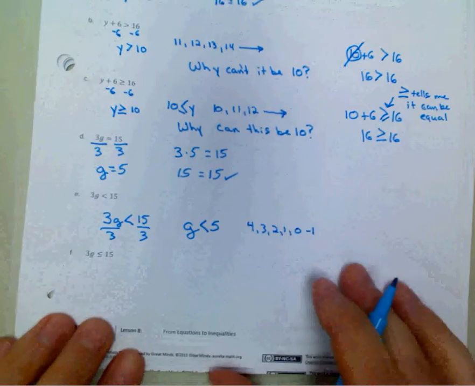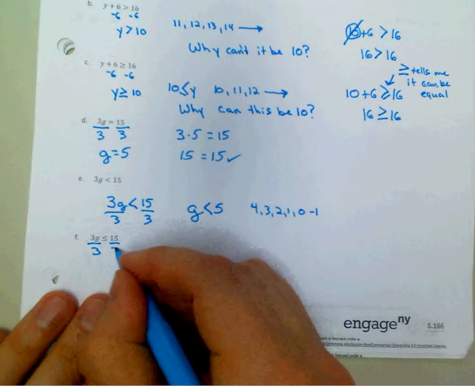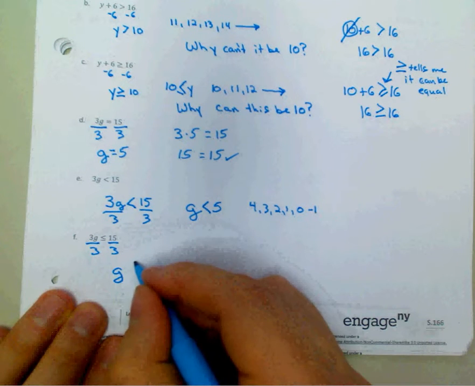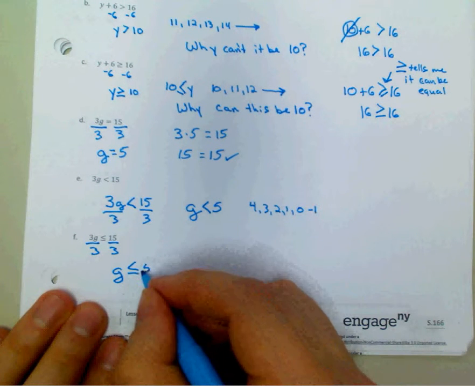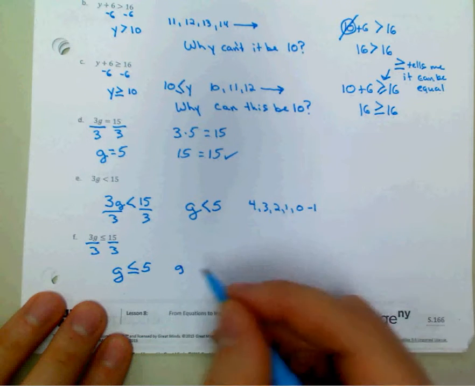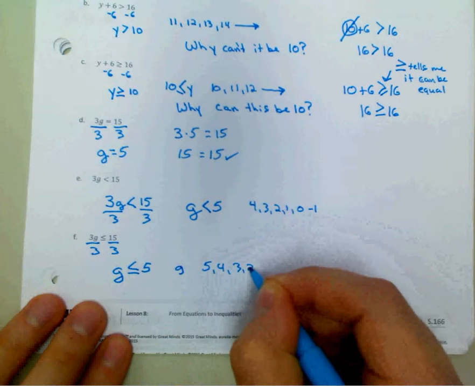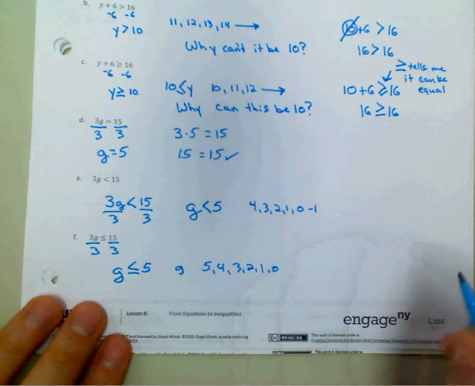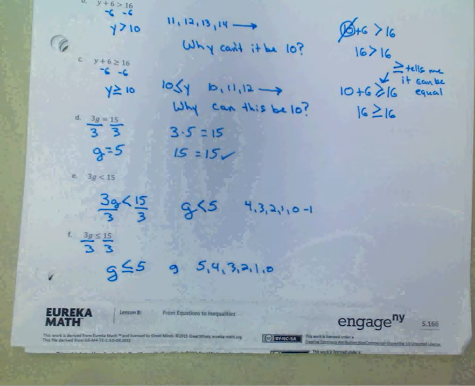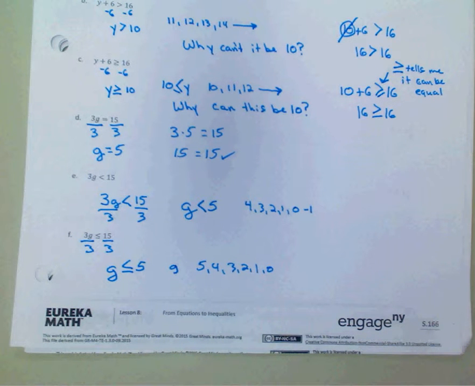Okay. And in this case, 3G, we're going to divide by 3. We get G is less than or equal to 5. So that means that G could possibly be 5, 4, 3, 2, 1, 0, all the way through all those negative numbers. It could be any of those. Any possible ones.